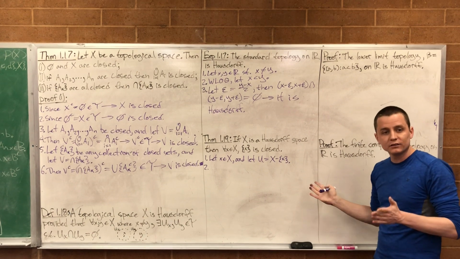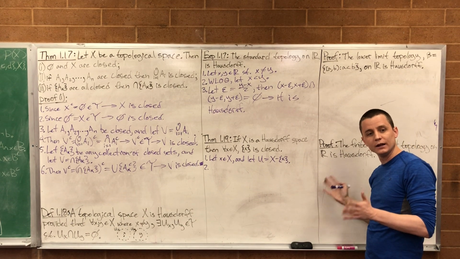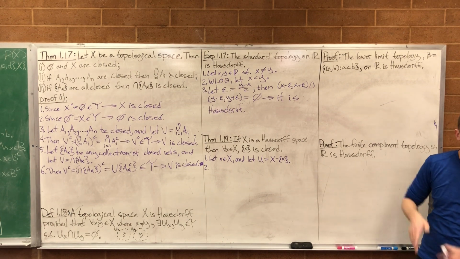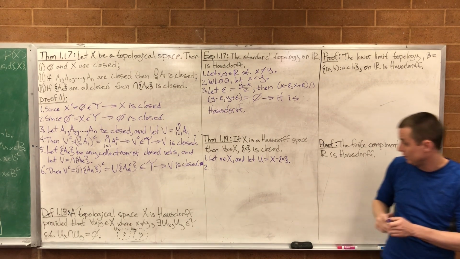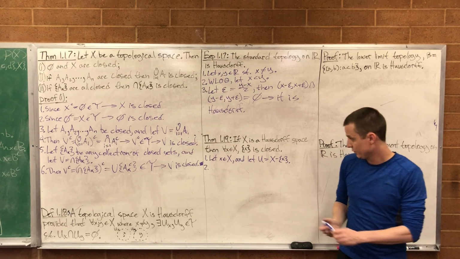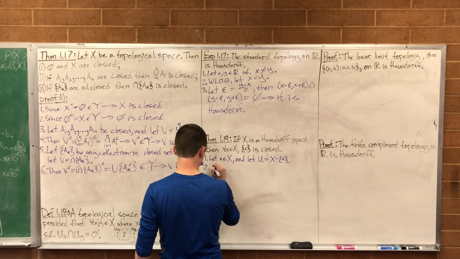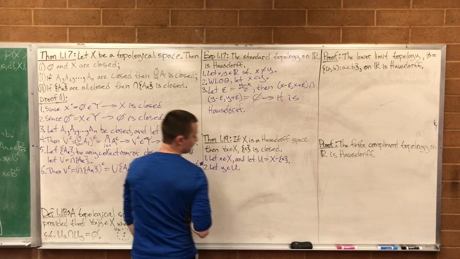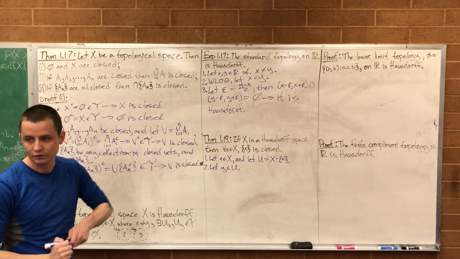What do I know about X? I know it's Hausdorff, right? So I know that anytime I have 2 points that aren't the same, maybe grab a point in here real quick. Maybe big picture, how am I going to do this?